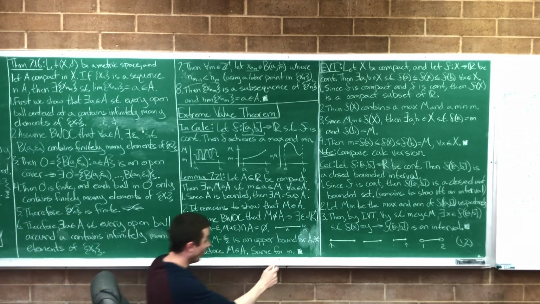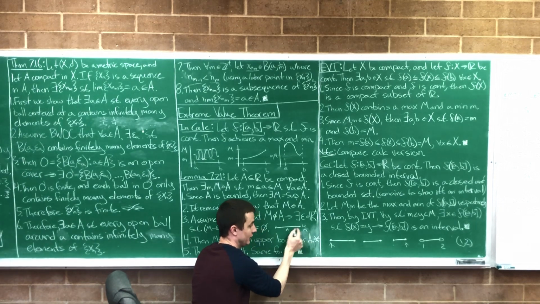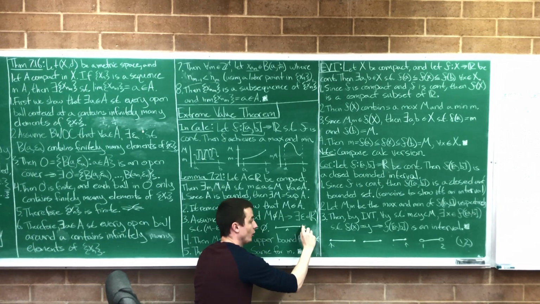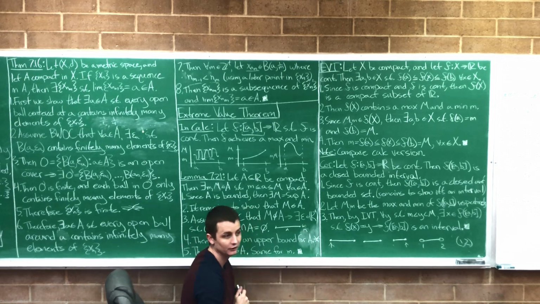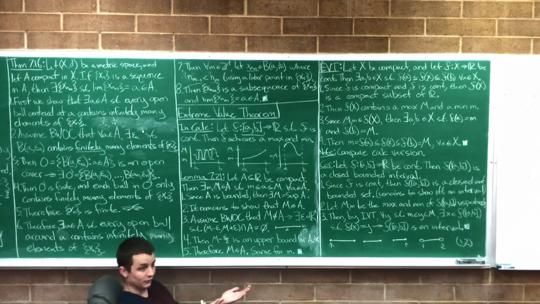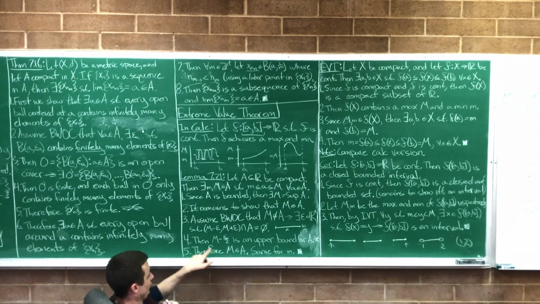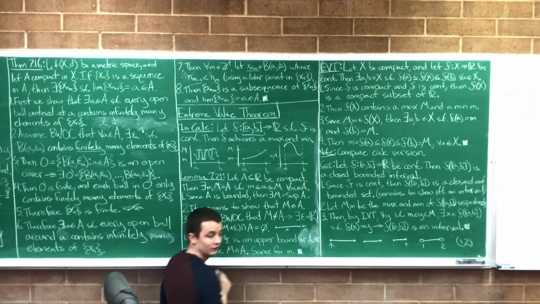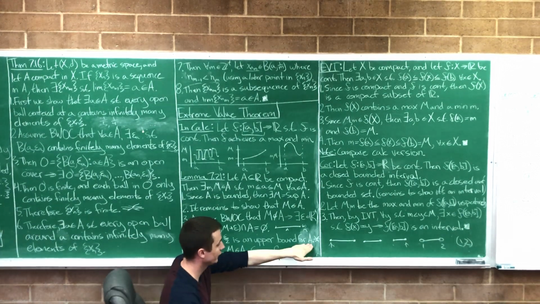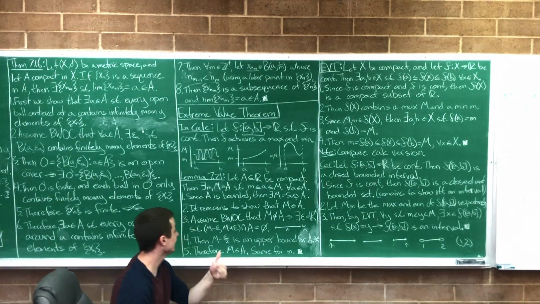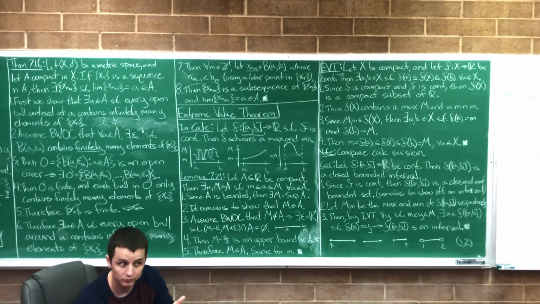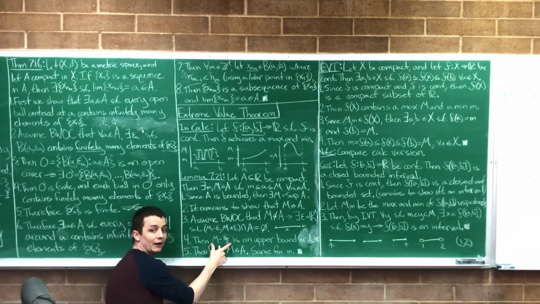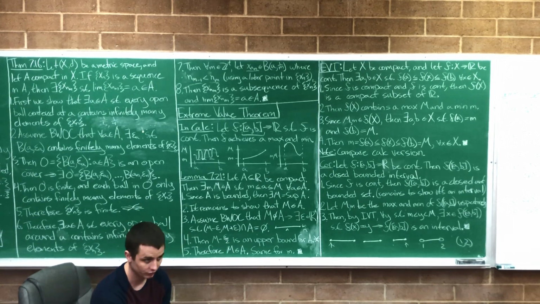Now, if there's an open ball around M that doesn't intersect A, then notice a point to the left of M inside of there is also an upper bound for A. So then, M minus epsilon halves, which is a point to the left but still inside that open ball, is an upper bound for A. Contradiction. Big M was the least upper bound. Big M minus epsilon halves is smaller than big M, and it's an upper bound. Contradiction.